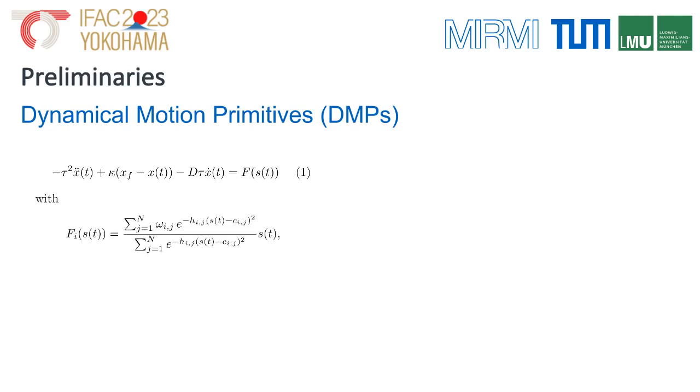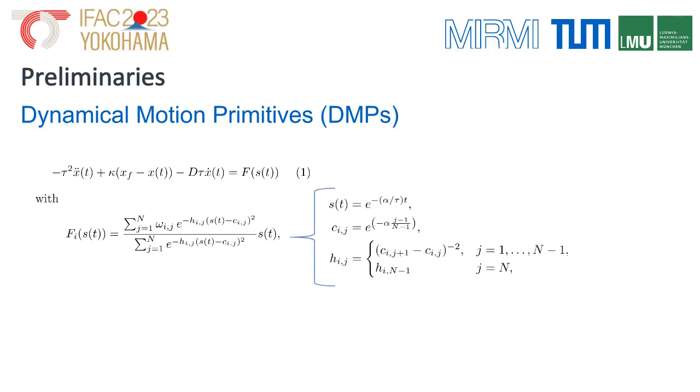Dynamical motion primitives, or DMP for short, are second-order differential equations given by equation 1, where its forcing function f is a sum of n Gaussian basis functions. The center points and widths of these Gaussian functions can be computed as shown. DMPs can be used to generate trajectories that are qualitatively similar to a trajectory demonstrated to a mechanical system.